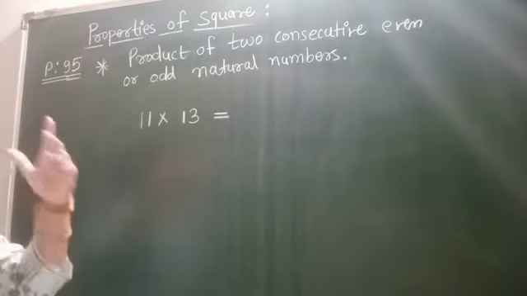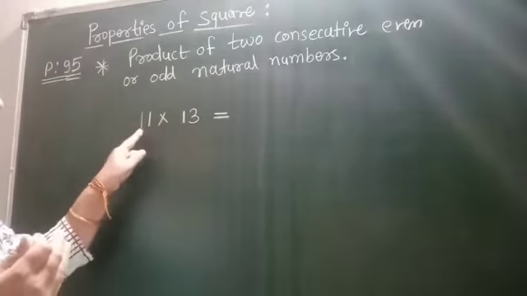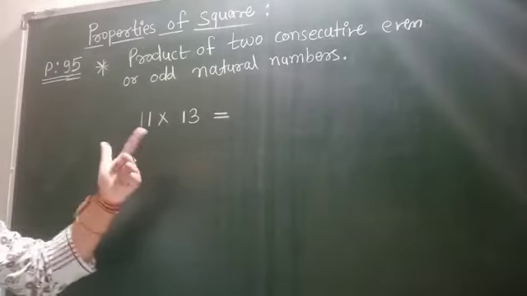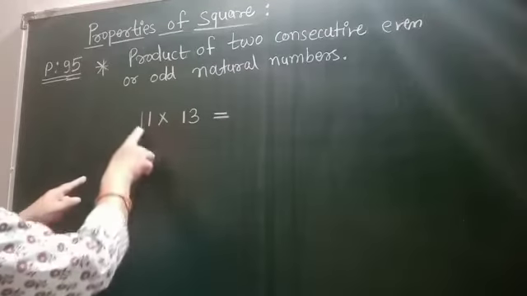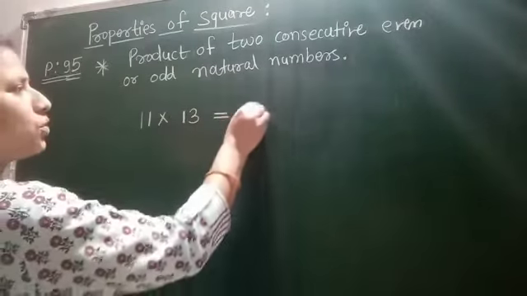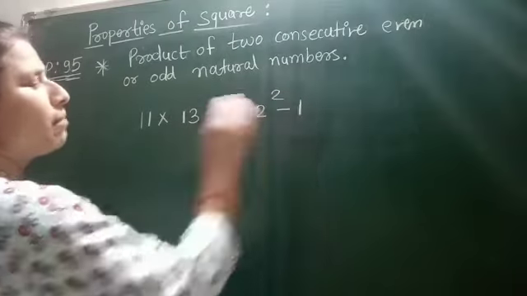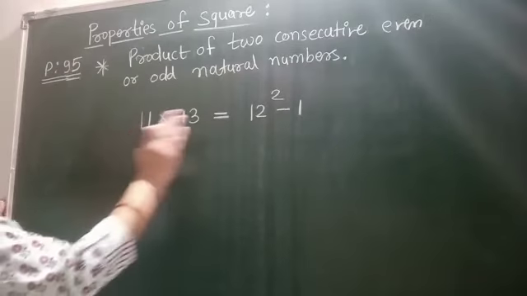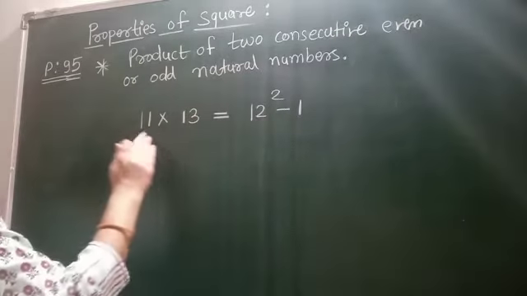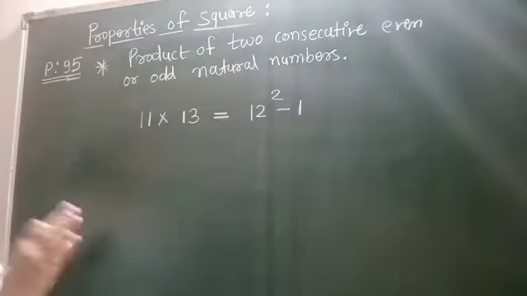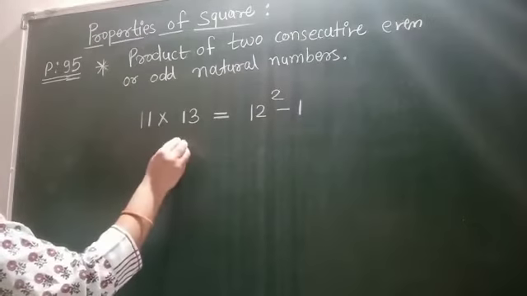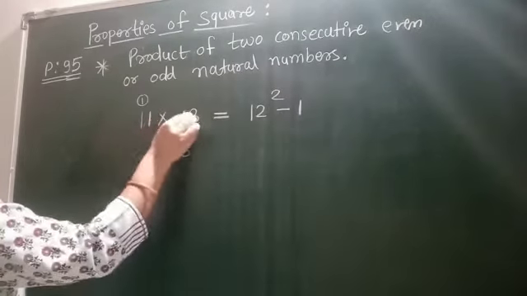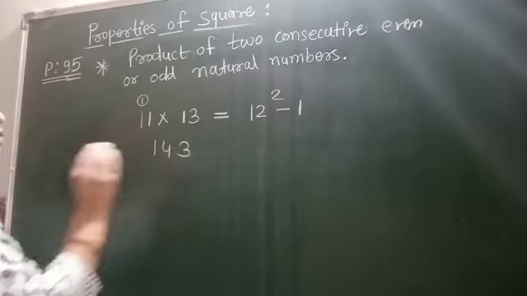Student, which number will come between 11 and 13? Yes, 12. So the product of these numbers will equal 12 square minus 1. Let's check this. First we will multiply and simplify. We will see whether the left hand side equals the right hand side or not. 13 ones are 13, 3, 1 carry. We will get 143.